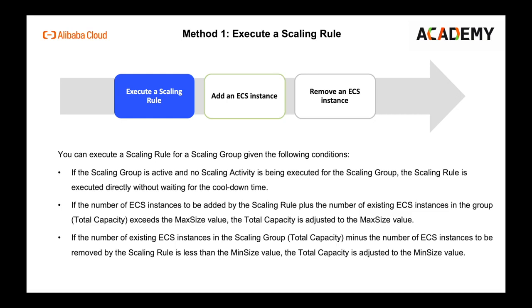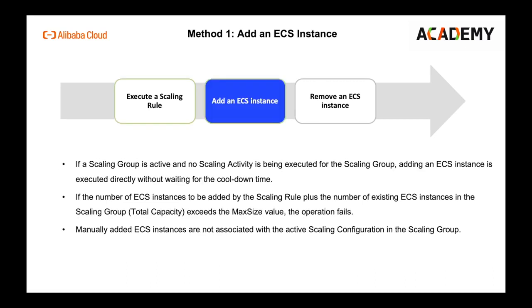If the number of instances you're going to remove will take the group below the min size value, then the number of instances actually removed will be adjusted when your scaling rule is triggered. If a scaling group is active and no scaling activity is being executed for the scaling group, adding an ECS instance will execute directly without waiting for the cooldown. If the number of ECS instances to be added by the scaling rule again exceeds the max size, the operation will fail. So the actual add operation will fail.